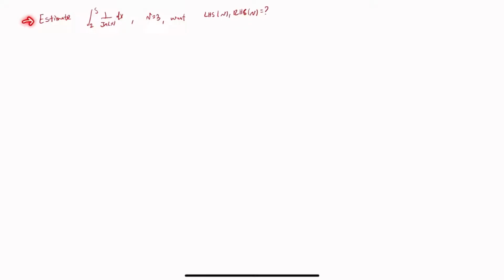Here, we want to estimate the definite integral going from 2 to 5 of 1 over natural log of x dx with n equal to 3. That means with 3 subdivisions. And we want the left-hand sum and then the right-hand sum. So what we want in here is the left-hand sum of 3 and the right-hand sum of 3. This is the same thing as saying we want L of 3 and then we want R of 3.